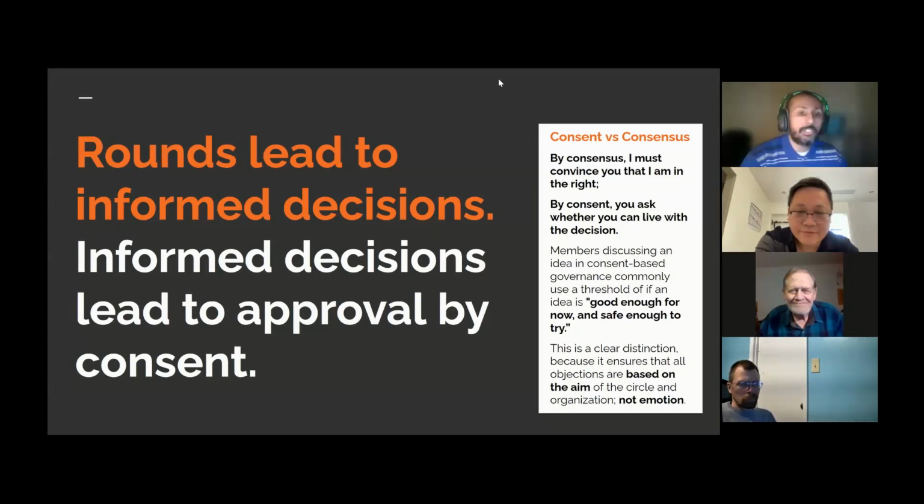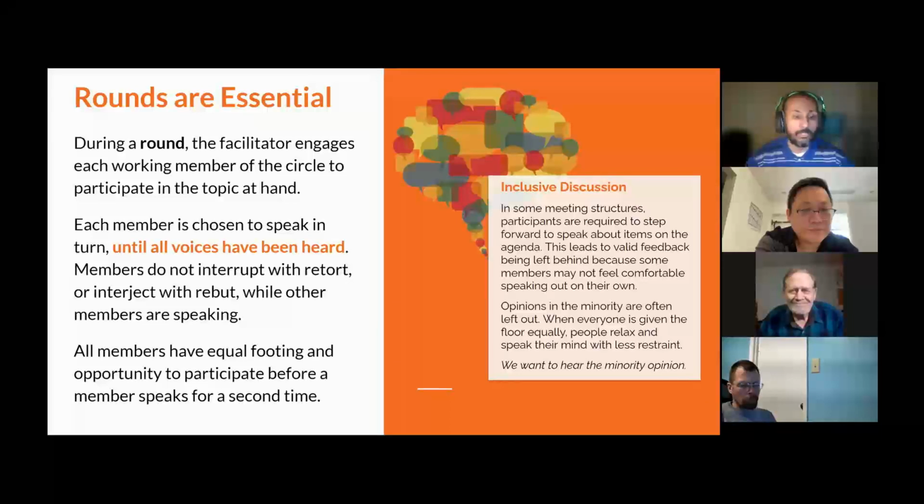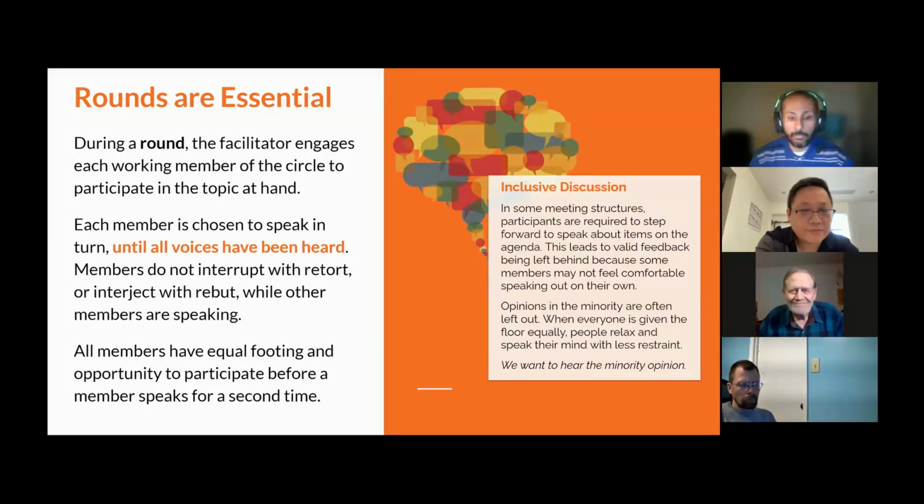During a round, a facilitator engages each working member of the circle to participate in the topic at hand. Each member is chosen to speak in turn until all voices have been heard. Members do not interrupt with retort or interject with rebuttal while other members are speaking. All members have equal footing and opportunity to participate before a member speaks for a second time.